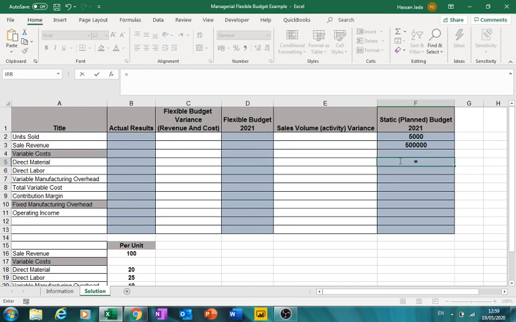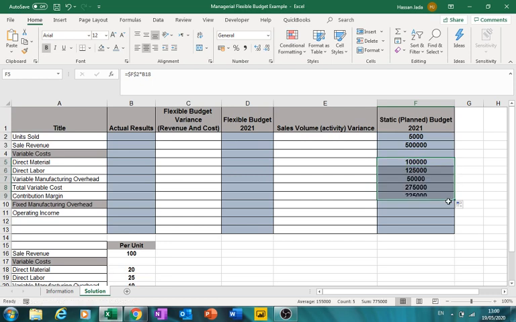We have direct materials equals to 5,000 units, multiply direct materials per unit, equals to 20, and we can put a dollar sign here. Okay, enter. We anticipate that for the 5,000 units we have 100,000 direct materials cost, and we can copy this to other cells.